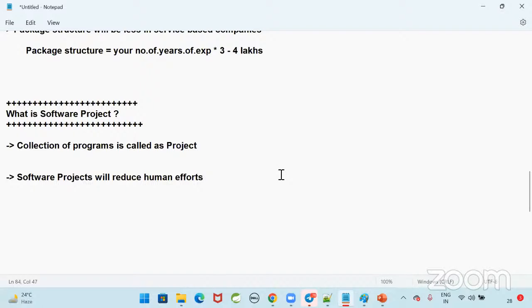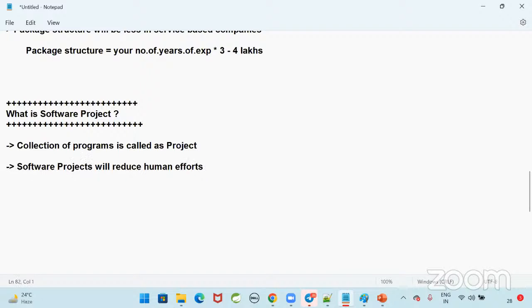So how are we automating these things? By developing software projects. What is the main purpose of developing software projects? Software projects reduce human efforts and make a human's life simple. A collection of programs is called one software project.